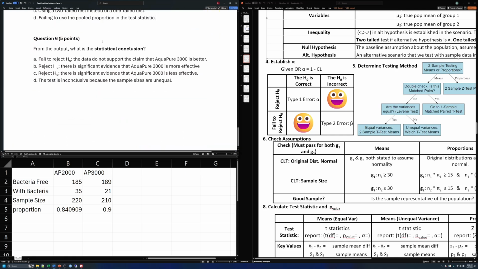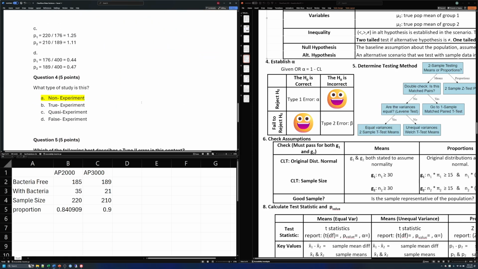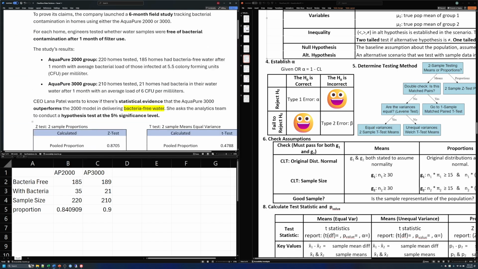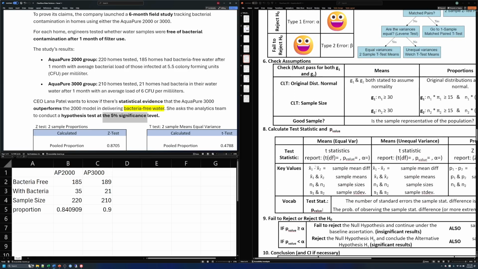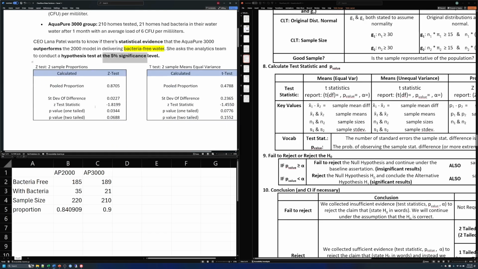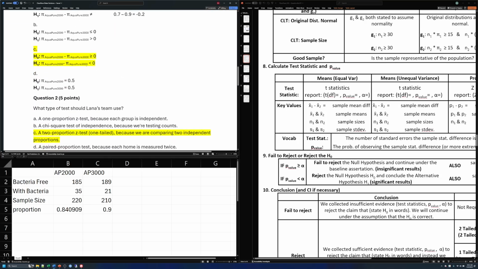So from the output, what is the statistical conclusion? We need to see what we're going to do. We know that our alpha level is stated up in the problem at the 5% level of significance. And so when we do our statistical tests, we can compare our p-value to our alpha. So let's look at our p-value then. And we have to decide, are we dealing with a one-tailed or two-tailed? Well, our hypothesis, let's just scroll down real quick, had a less than symbol.